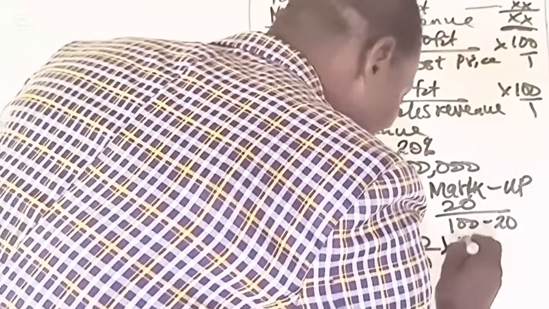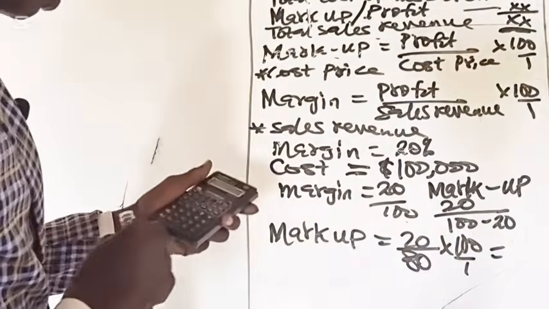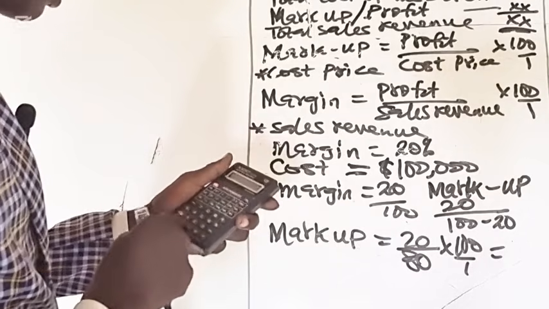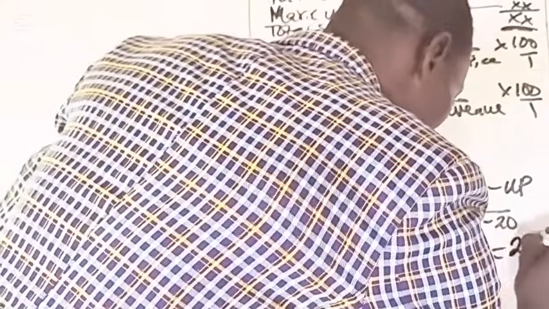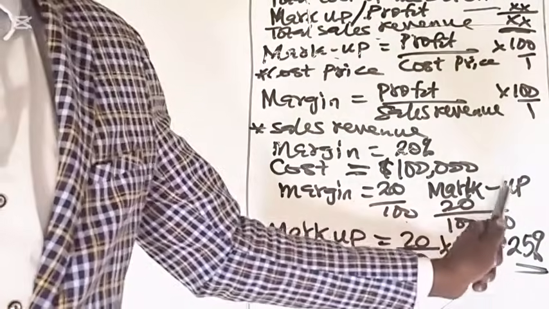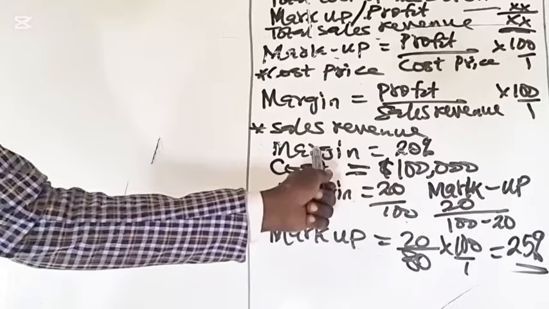If you want to take this to percentage now, what percentage would that be? 20 divided by 80 times 100. That gives us 25%. That means percentage markup is 25%, where margin is 20%. Now that you've gotten the markup, you can calculate the profit.